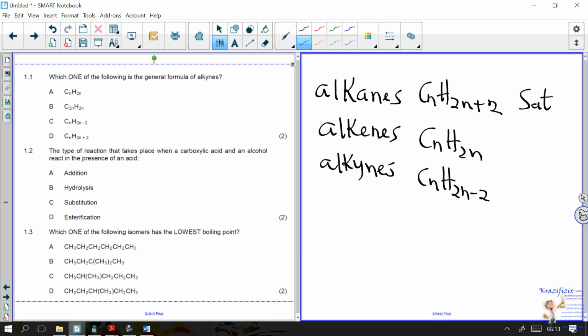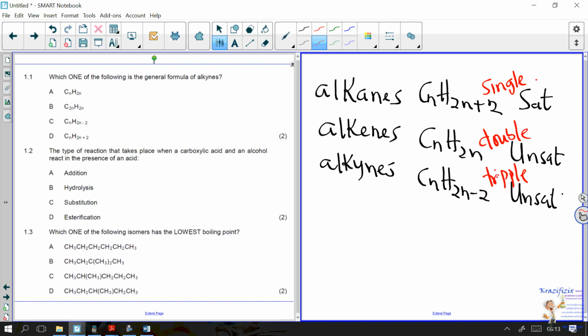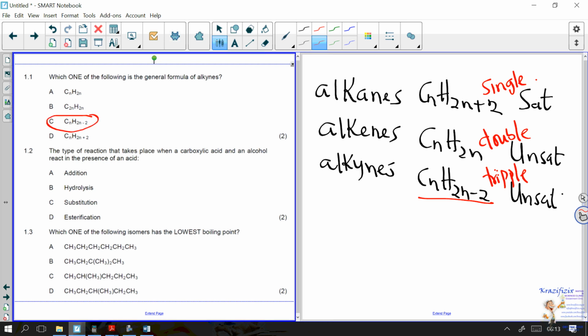This is saturated, this is unsaturated, this is unsaturated. What do we know about this? This is single bonds, this is double, and this is what? Triple. Quickly. And then that's where we'll stop now on this. So correct answer, CnH2n-2. My correct answer is C.